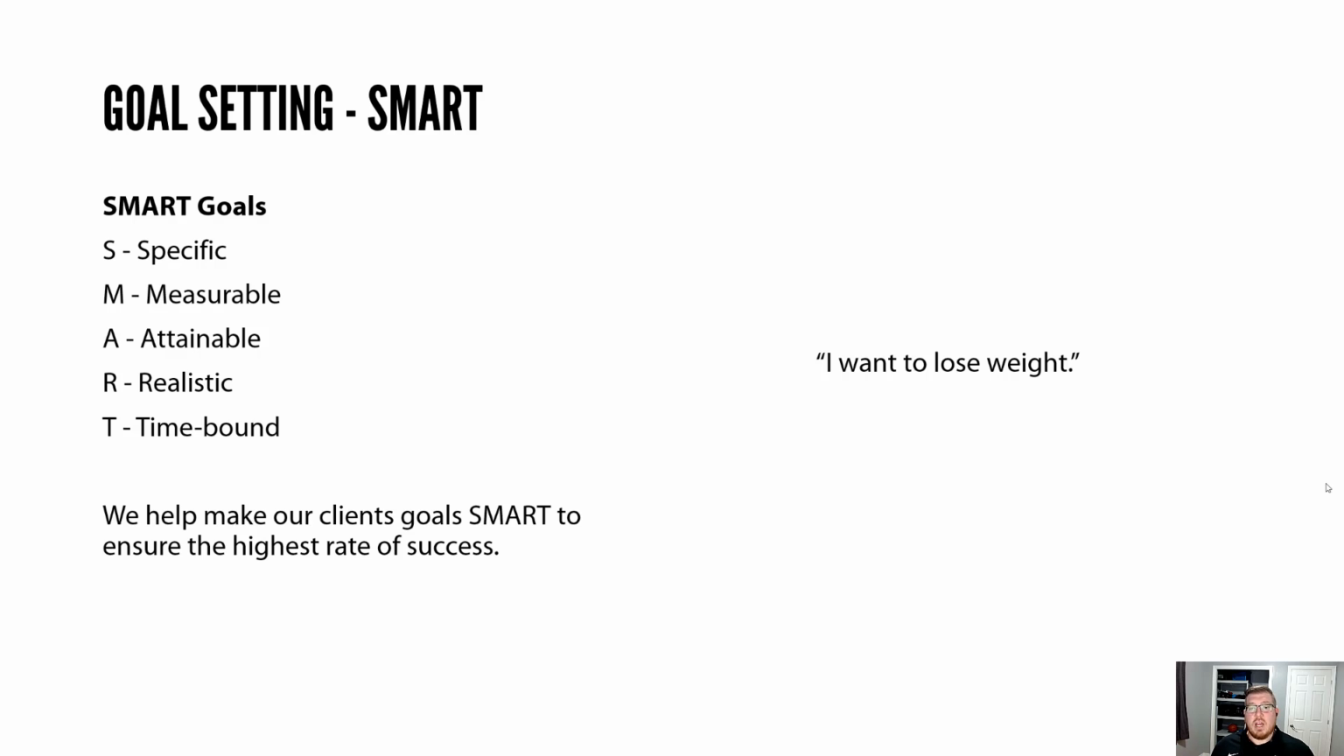So from there, we would then go about utilizing process goals and short-term goals to kind of help them achieve this goal.